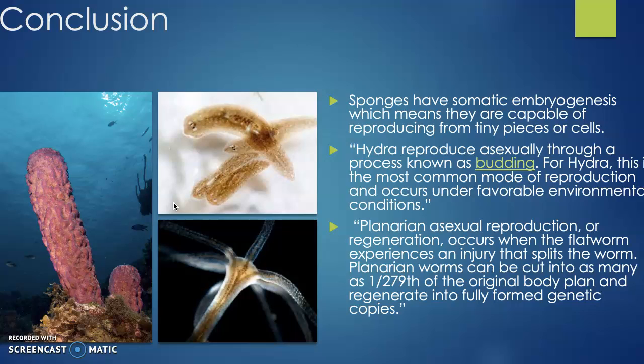In conclusion, I have learned that Hydra and Planaria are both hermaphroditic, while sponges produce both eggs and sperm, but they do not fertilize their own eggs. So that's what makes them quite different.